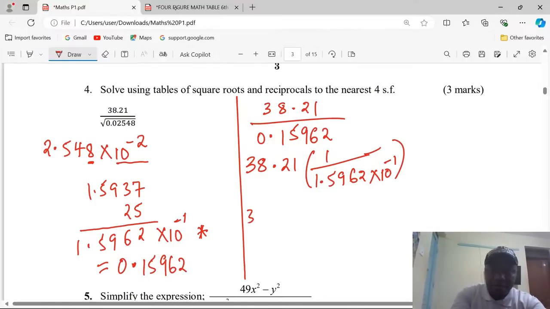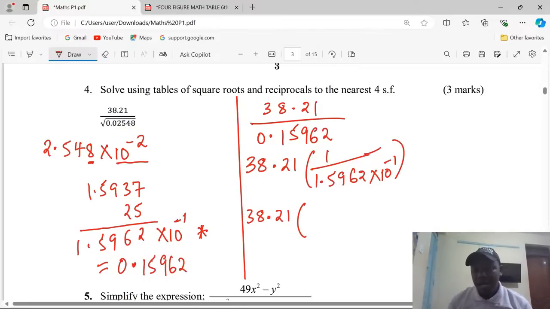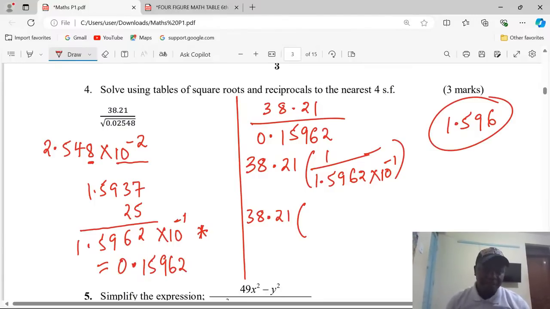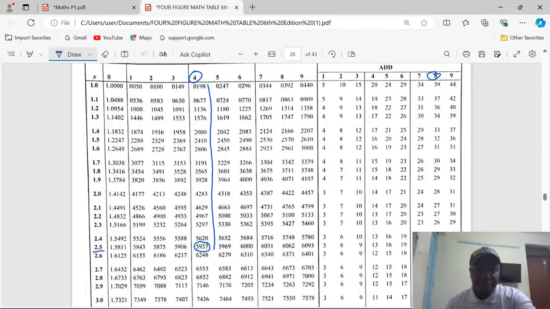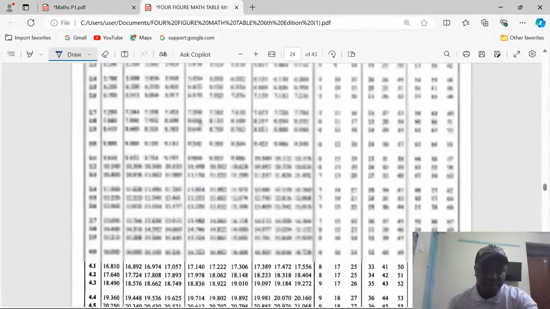We can now read from maths tables what we are calling the reciprocal of 1.5. Because we can only deal with 4 significant figures, we go to the column of 9, then that of 6. This will be 1.596. This is what we are going to the table of reciprocals with, 1.5. So the table of reciprocals.